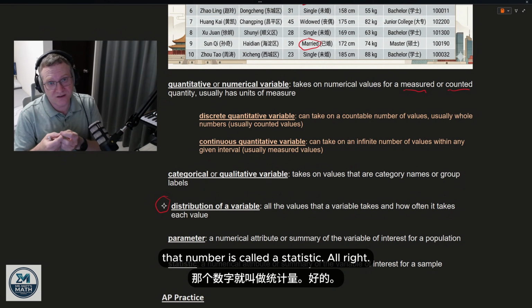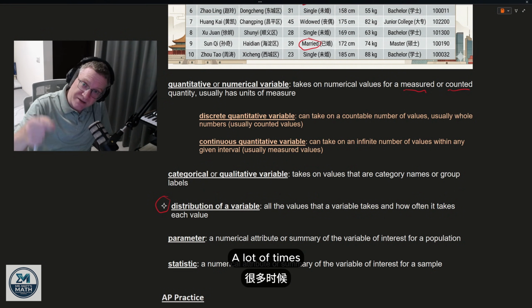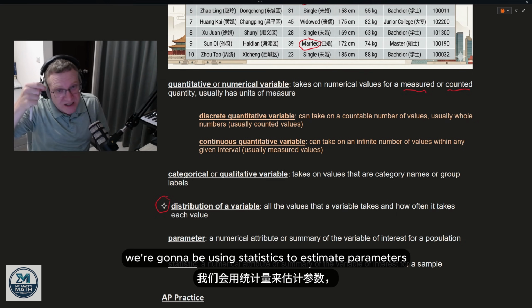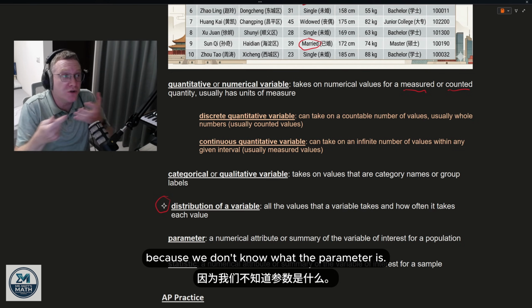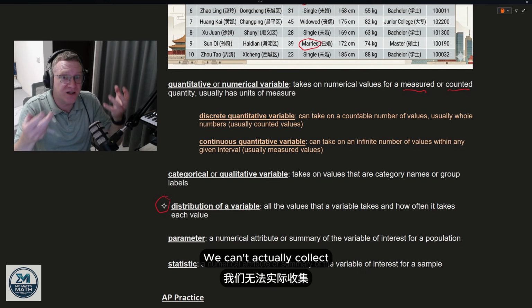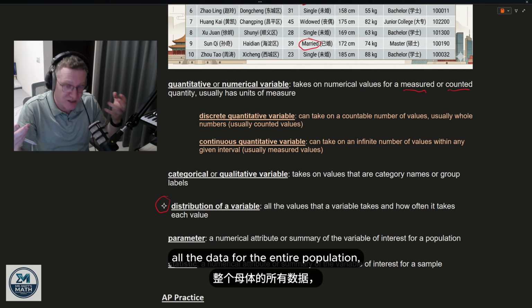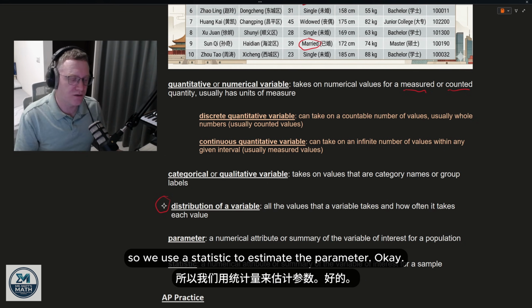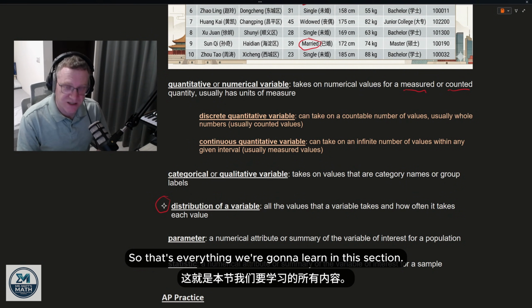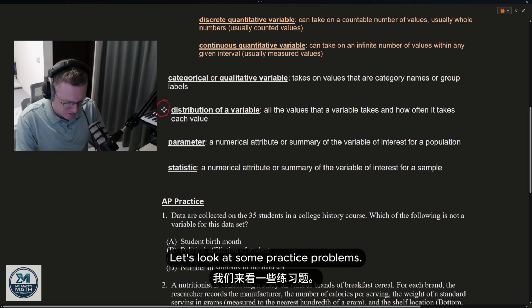All right. A lot of times we're going to be using statistics to estimate parameters because we don't know what the parameter is. We can't actually collect all the data for the entire population. So we use a statistic to estimate the parameter. Okay, so that's everything we're going to learn in this section. Let's look at some practice problems.